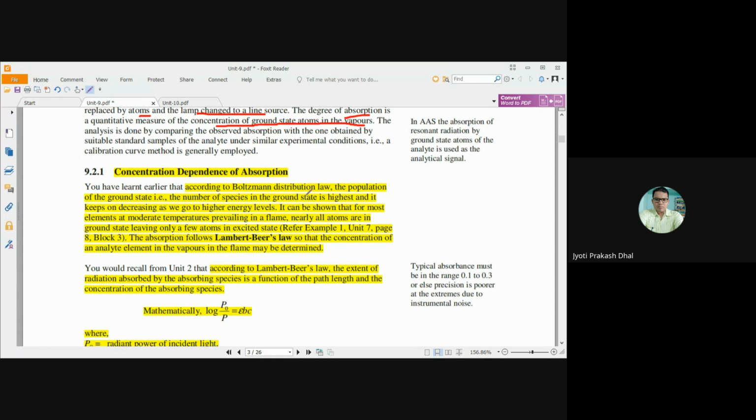Now, according to the Boltzmann distribution law, the population of the ground state, that is the number of species in the ground state, is highest and it keeps decreasing as we move to the higher energy levels. That we have studied from the Boltzmann distribution law. It can be shown that for most of the atoms at moderate temperature prevailing in the flame, nearly all atoms are in the ground state, leaving only a few atoms in the excited state. The observation follows Lambert's law. So the concentration of the analyte element in the vapor phase in the flame may be determined.